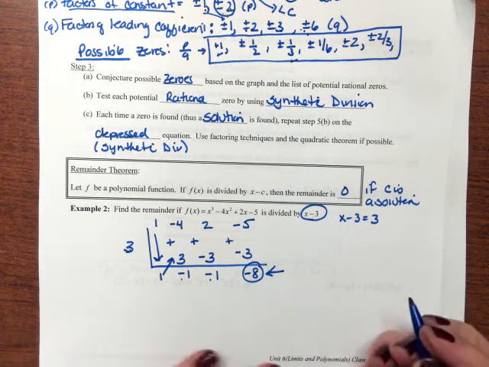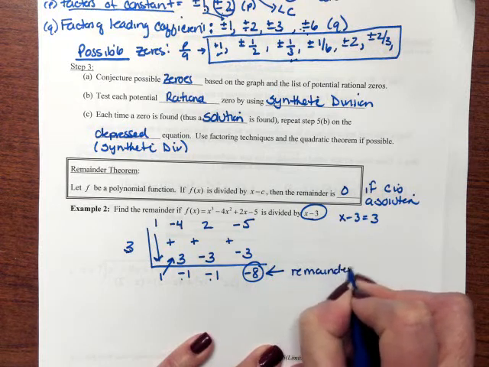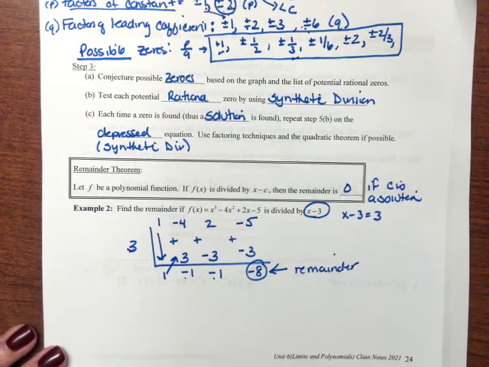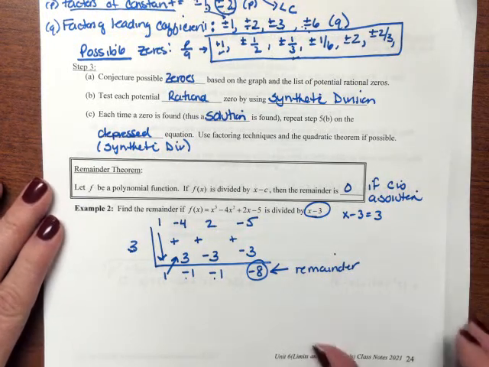Remember, I always circle that last number because that number there is your remainder. So -8 is the remainder when you take x minus 3 and divide it into f of x.